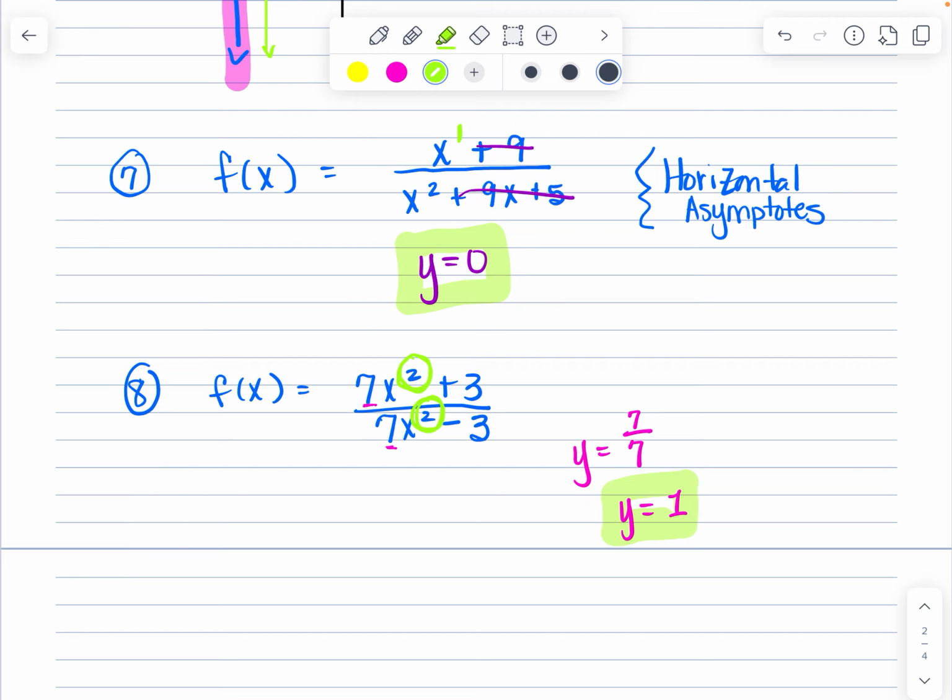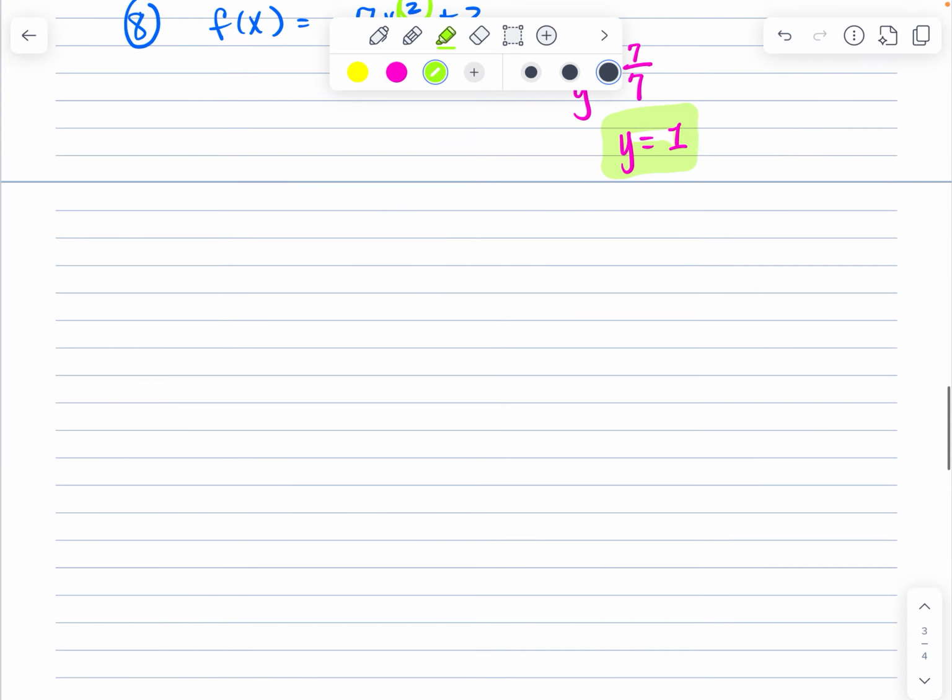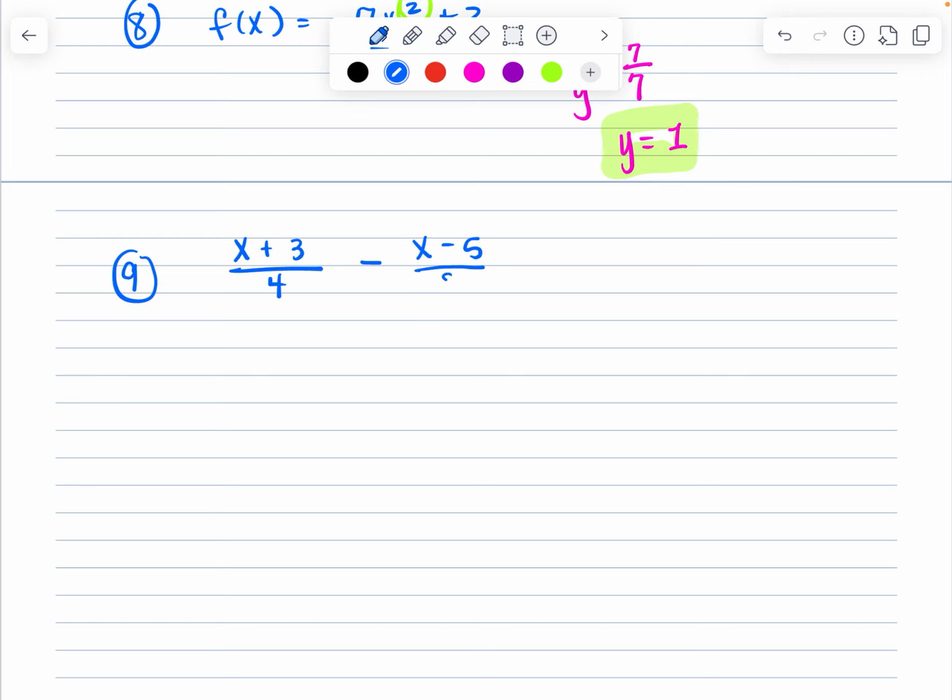Then 9 and 10 are the solving ones. These are the fun ones, of course. So let's do those. Let's solve it. Number 9 is, in my opinion, the easy one. x minus 5 over 8 equals 4.